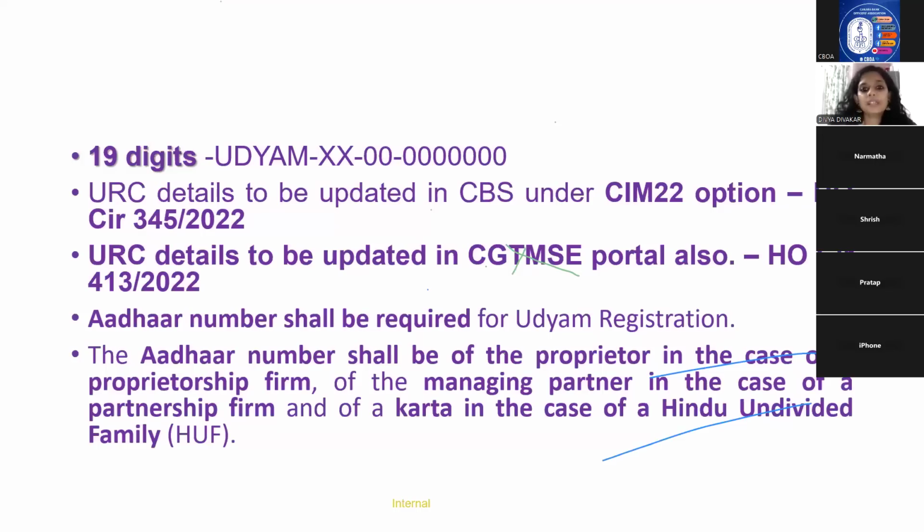Aadhaar number is one basic requirement for Udyam registration. If it is a proprietorship firm, the Aadhaar number should be of the proprietor. If it is a partnership firm, it has to be of the managing partner. And in the case of an HUF, it has to be in the name of the Karta.